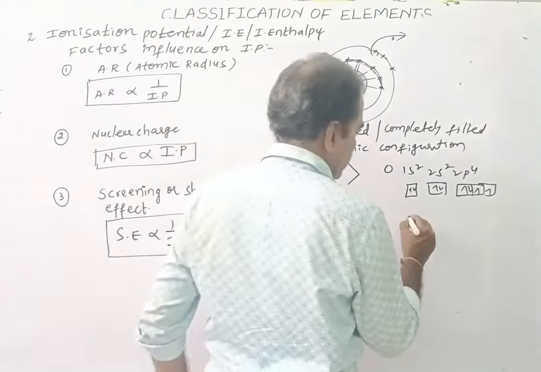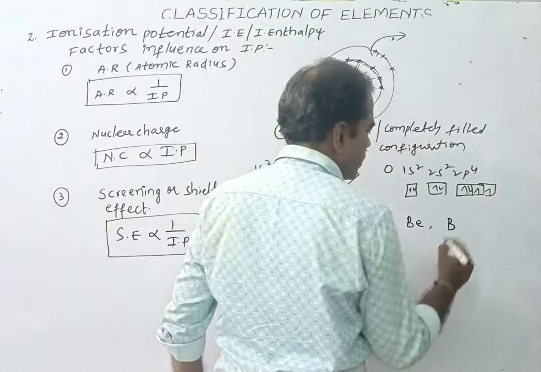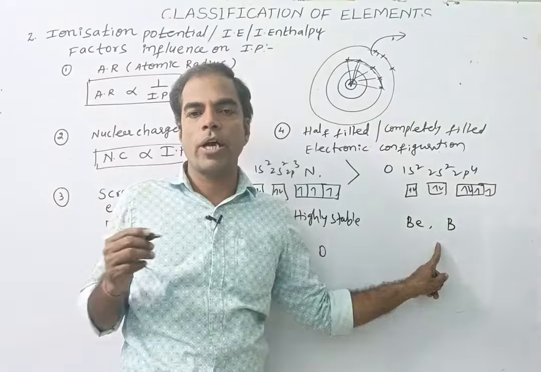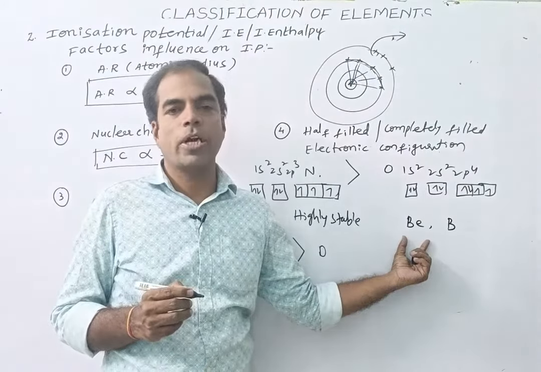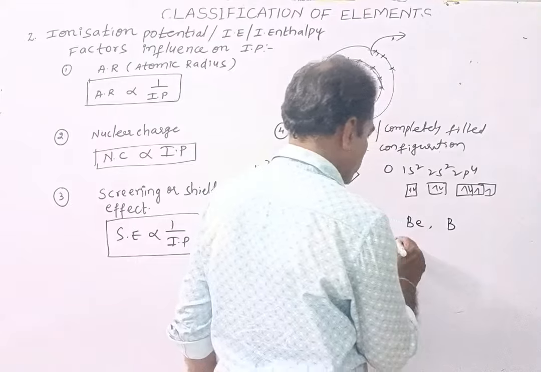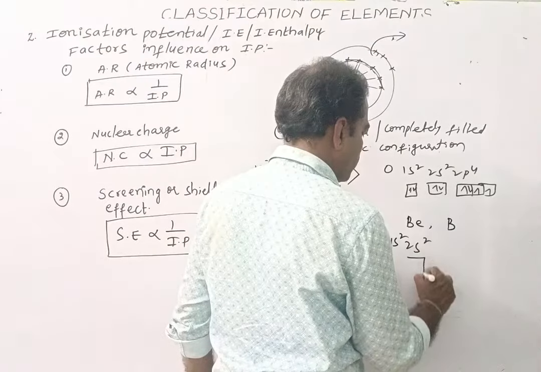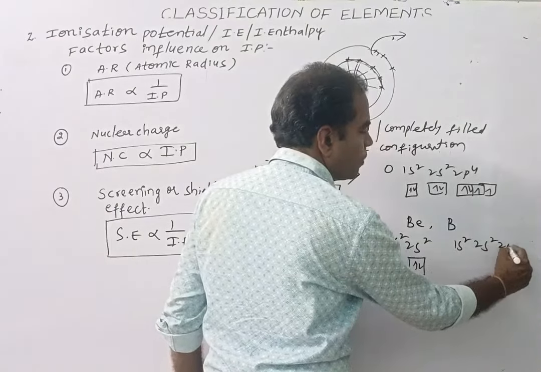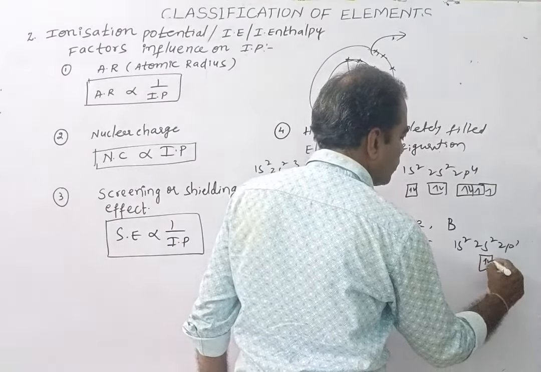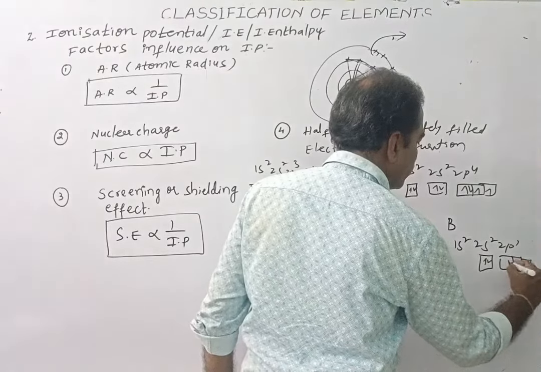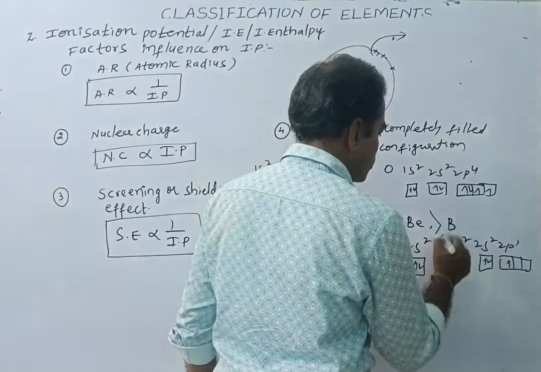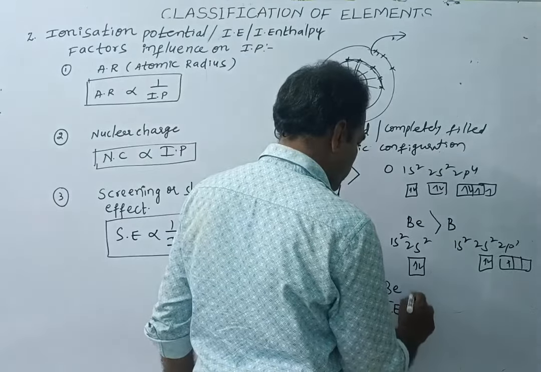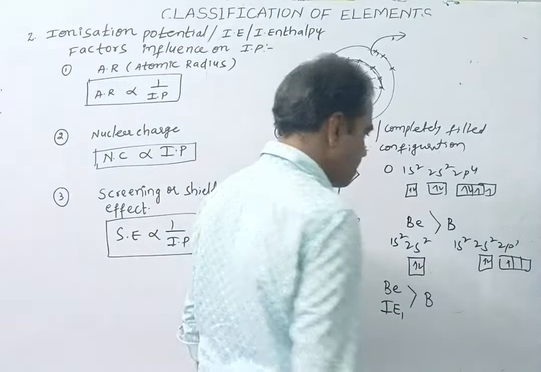Similarly, beryllium and boron: which has more ionization potential? Beryllium has more ionization potential. Why? Because it is a completely filled electronic configuration. 1s2, 2s2, completely filled electrons. Whereas in the case of boron, 1s2, 2s2, 2p1. Here it is not completely filled, not half filled. So beryllium has more ionization energy than boron. Beryllium IE1 is greater than boron. Is it clear?